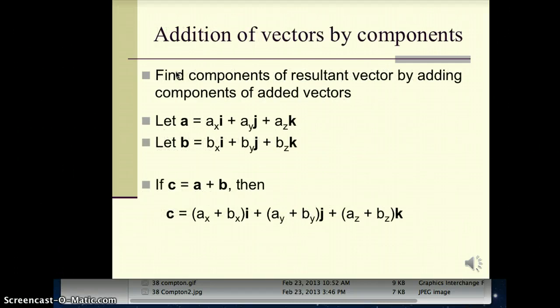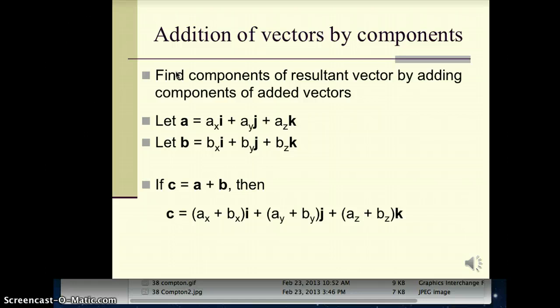So now let's go to a second technique to add vectors together. And we're going to do this by components. So we have two vectors, A and B, and the vector A has an x component times i hat, and a y component times j hat, and a z component times k hat. So there's the vector A, and the vector B looks very much like it in form.